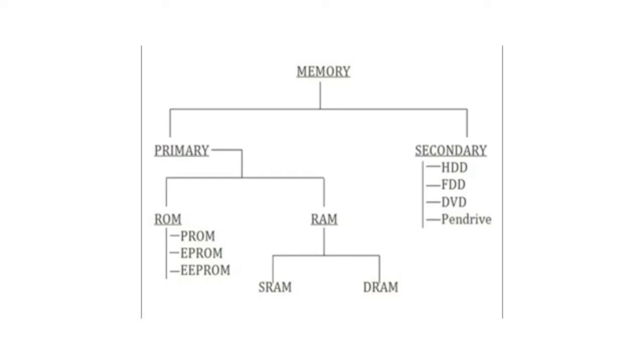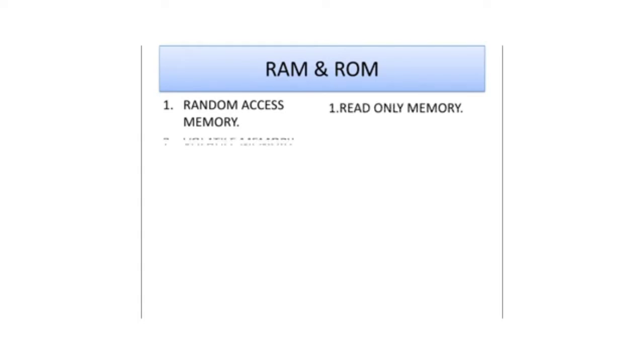Whereas secondary memory are those devices which are inserted from outside, like pen drive, CD, DVD. These are all secondary memory. Now let's start the difference between RAM and ROM. First, RAM. RAM stands for random access memory, whereas ROM is read-only memory.